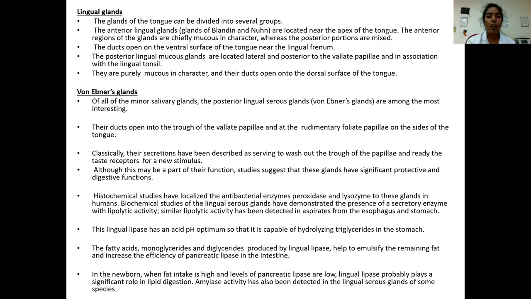Von Ebner gland. Of all the minor salivary glands, the posterior lingual serous glands, which are the von Ebner glands, are almost the most interesting. Their ducts open into the trough of the vallate papillae and the rudimentary foliate papillae on the sides of the tongue. Classically, their secretion has been described as serving to wash out the papillae and ready the taste receptors for a new stimulus. Although this may be a part of their function, studies suggest that these glands have significant protective and digestive function.